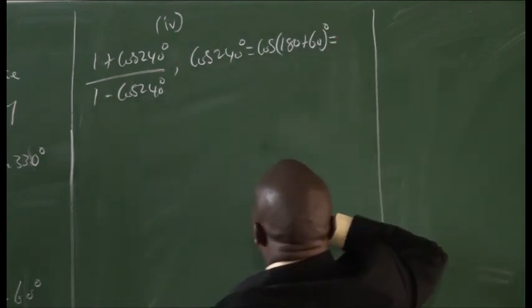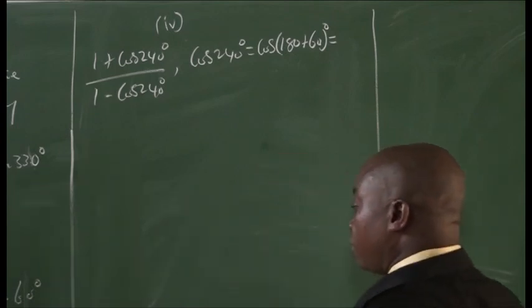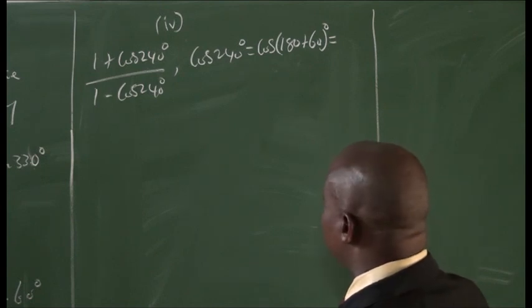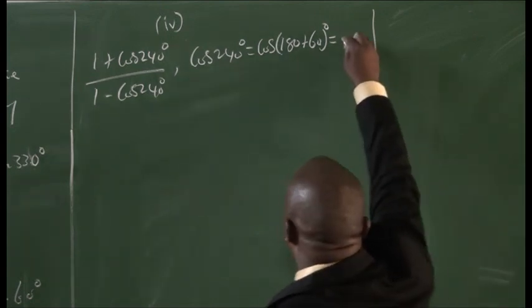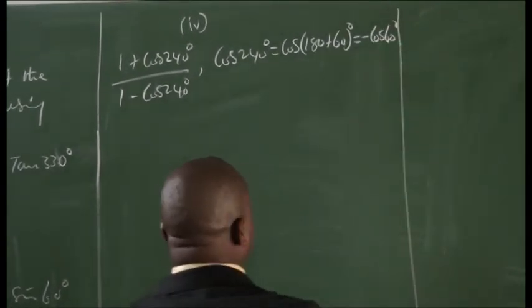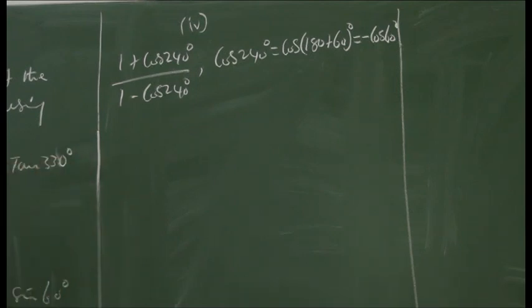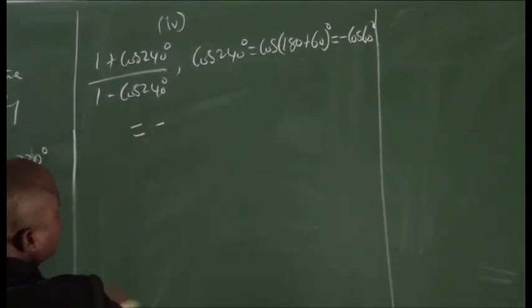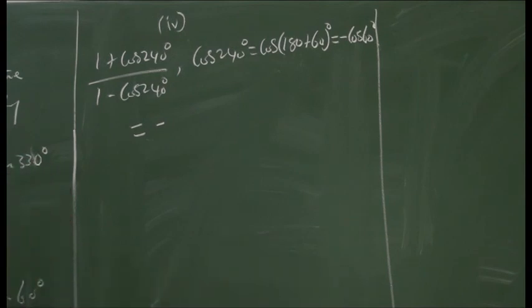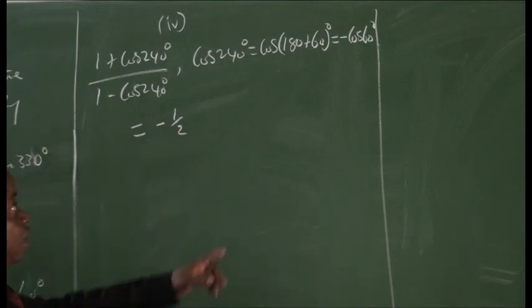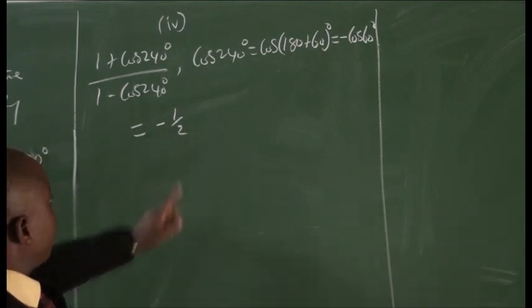And that will give us, that is in the third quadrant, so that gives us minus cos 60 degrees, because 240 falls in the third quadrant. And so that will give minus cos 60 degrees. Cos 60 degrees is 1 over 2, so this gives us minus 1 over 2.